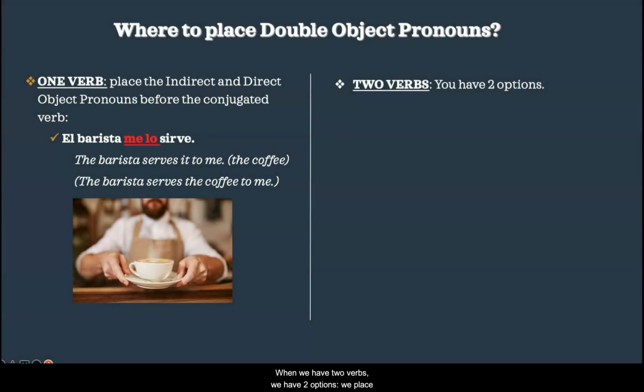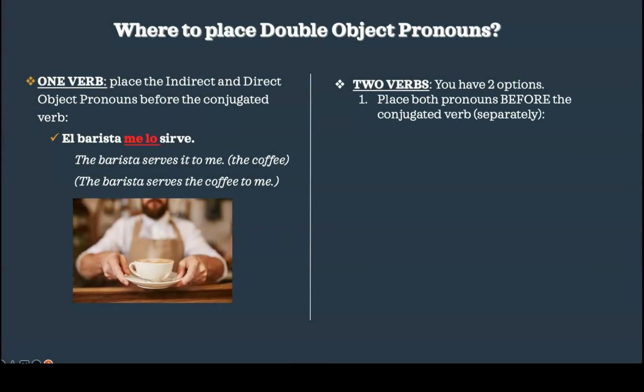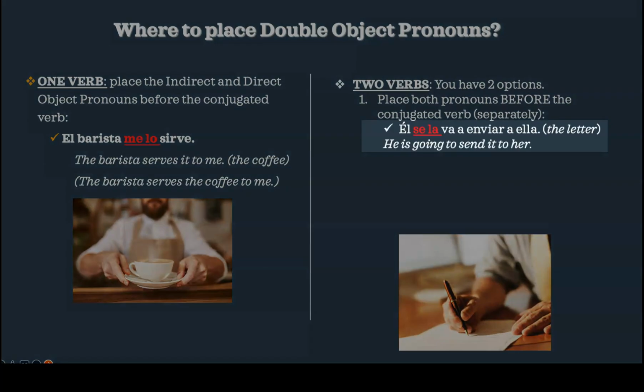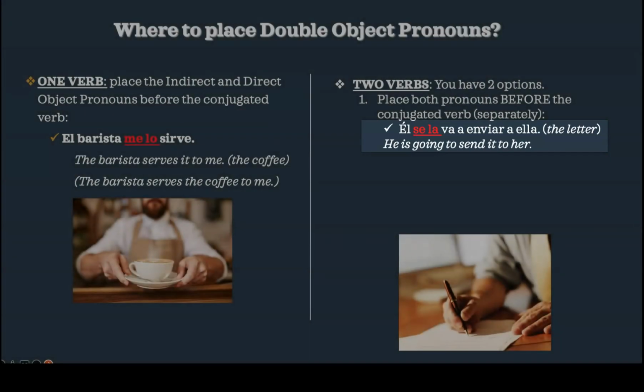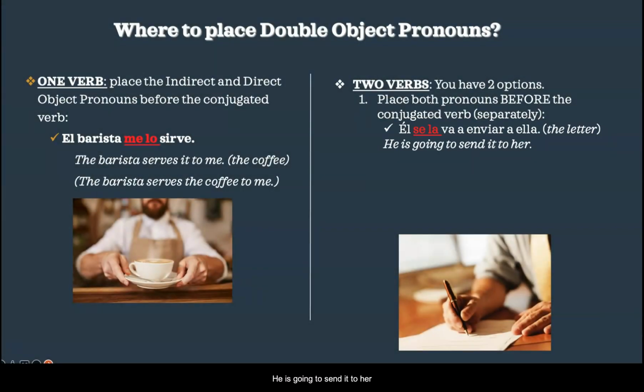When we have two verbs, we have two options. We place both pronouns before the conjugated verbs, but separately. Example, él se la va a enviar. He is going to send it to her, it being the letter. Se is to her. So we place both pronouns before the two verbs.